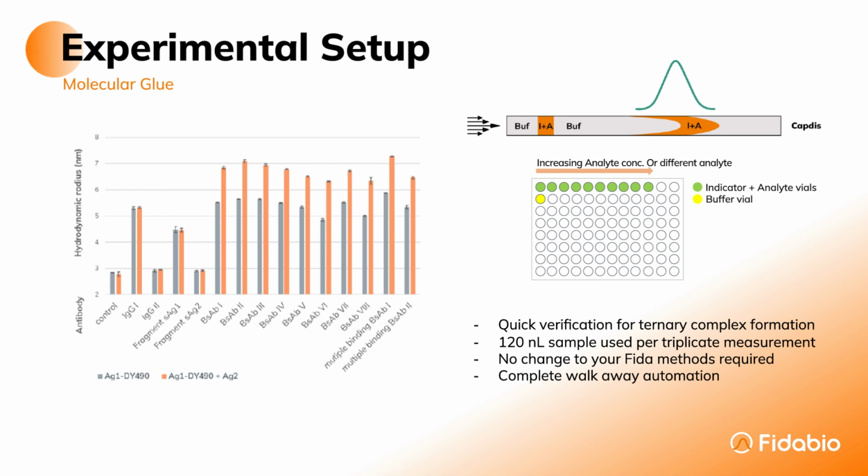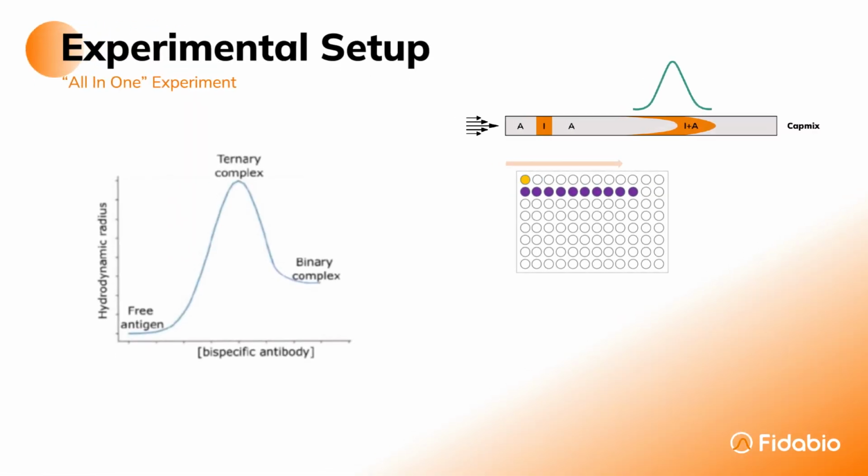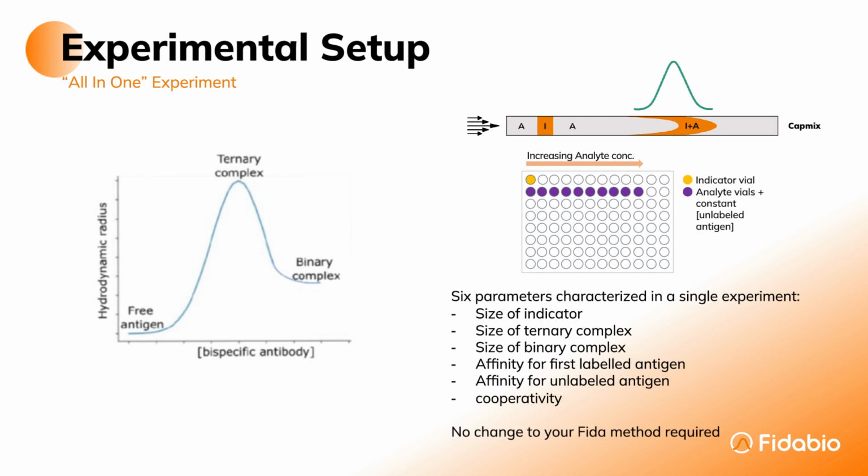In this manner, you can confirm binary and ternary complex formation in 15 minutes and know the sizes of your complexes. No change to your standard FIDA methods are required, and these screenings can of course be performed as complete walkaway automation. Once you have measured the size of your complexes or identified an interesting bispecific candidate, you might want to do complete biophysical characterization of it.